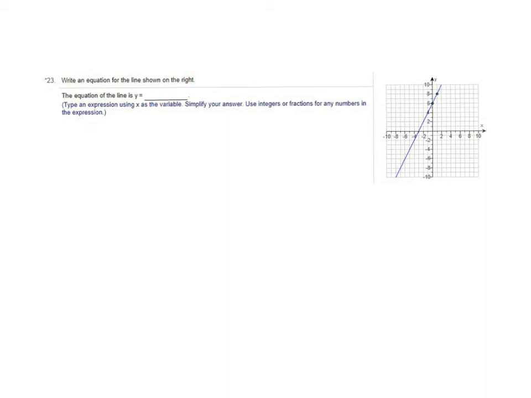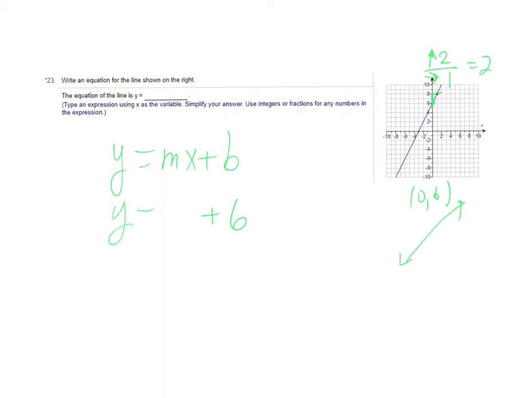Write the equation of the line showing it right. I immediately know, since it's increasing, that is a positive slope. And I note that the y-intercept is right here at 0, 6. So if I'm using y equals mx plus b, I already know that this is a positive 6. If I look at my slope, I count up 2, so up 2 is a positive 2, and then I count over 1, and to the right 1 is a positive 1, and my slope is going to be 2 over 1, or 2. So I'm going to have y equals 2x plus 6.